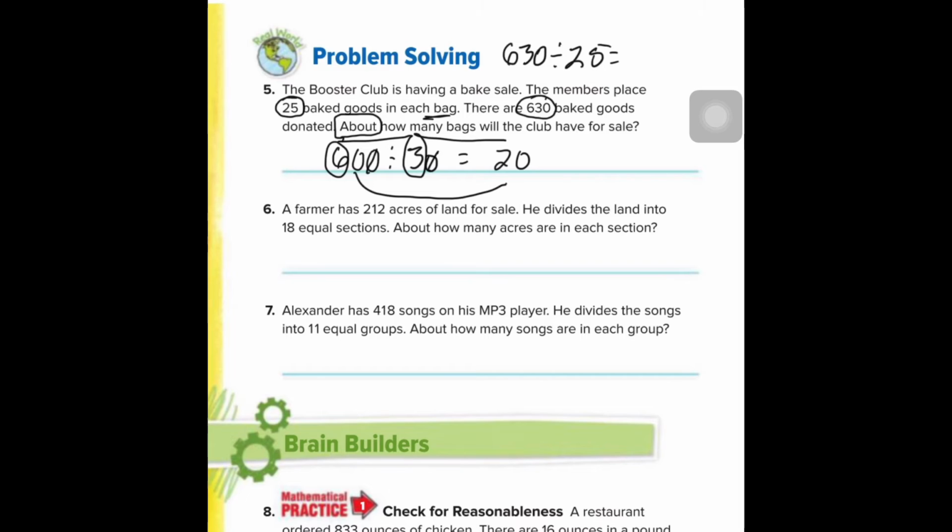Now, I don't want to confuse you with all of this. It's the same as if I went like this. 3 will go into 60.